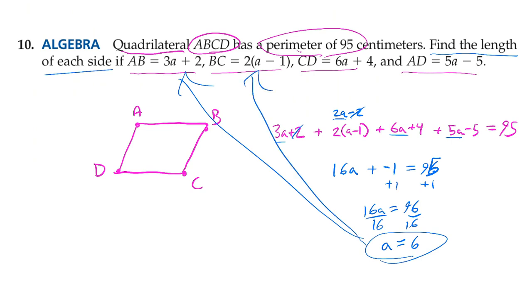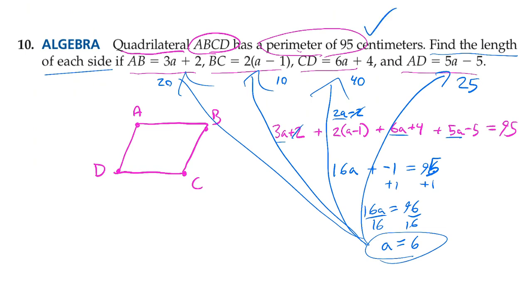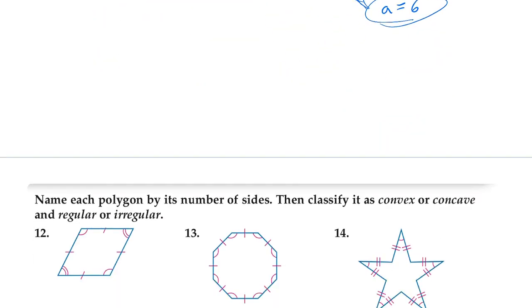Plug this in. That'd be 2 times 5 is 10. We plug that back in. We get 36. That's 40. Whoa, so we got 20. We got 10. We got 40. This is already 70. The last one better be 25. So we plug this in, and that's 30 minus 5 is 25. Check. Add them all up. 95. Double check our answer. We're good. Okay.